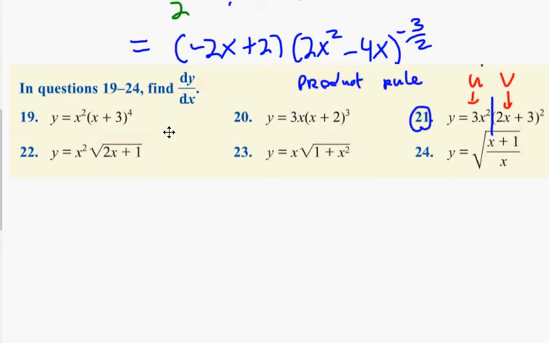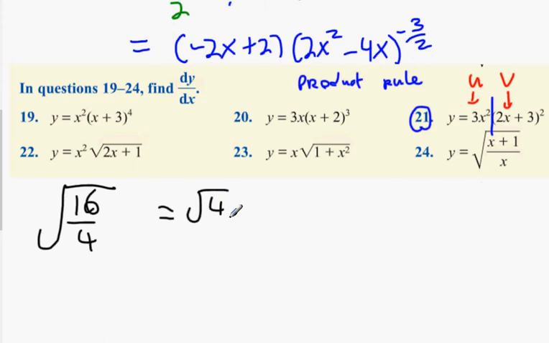Earlier in the year, if I gave you this, root 16 divided by root 4, what would you tell me the answer is? What's 16 divided by 4? 4. And root 4 is? 2. Let's look at it a different way.